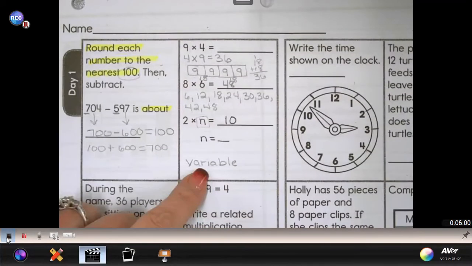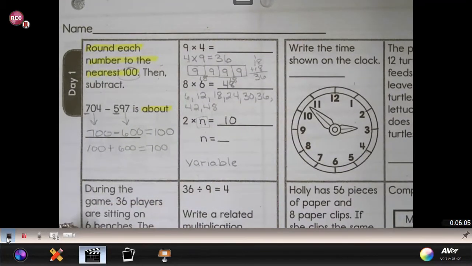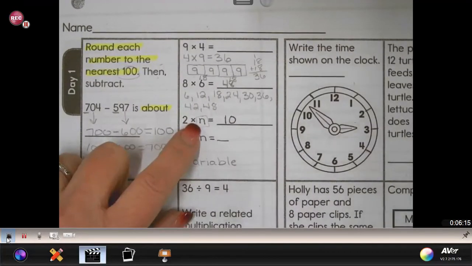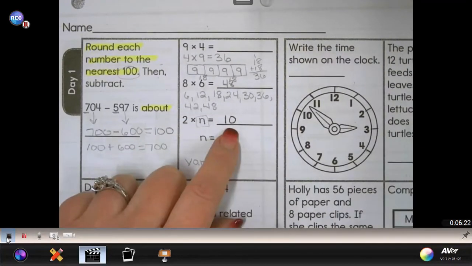And that's going to be your clue word today in your discussion for your DMA clue word. So, variable, that's what you're going to put in today for your discussion. So a variable is just a letter that's representing a number. So 2 times blank, or n, is equal to 10.